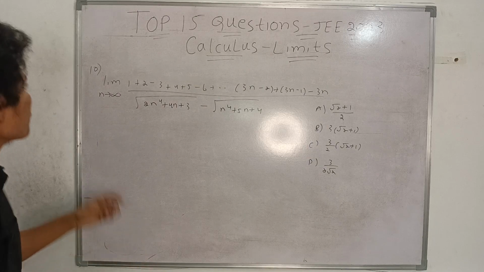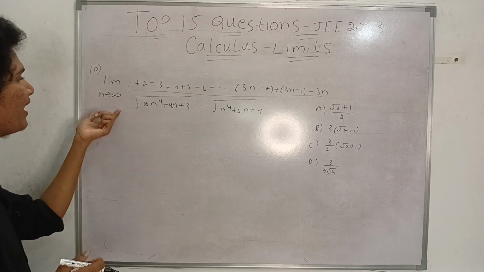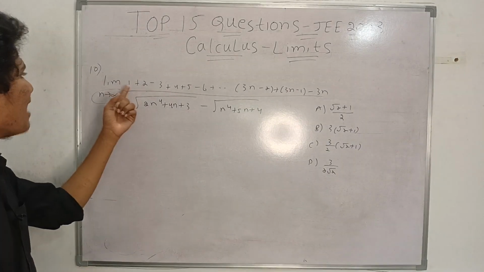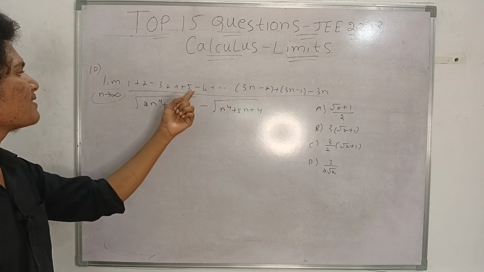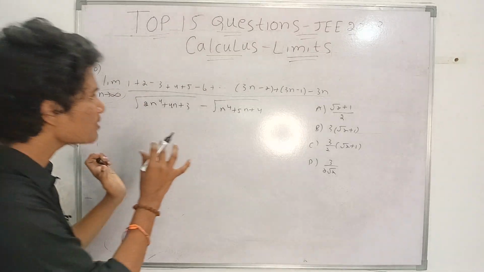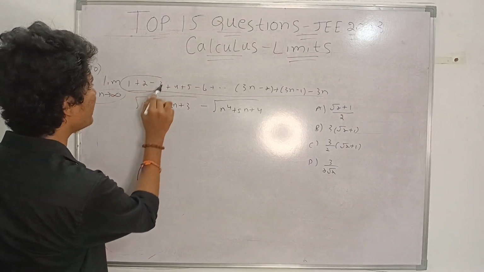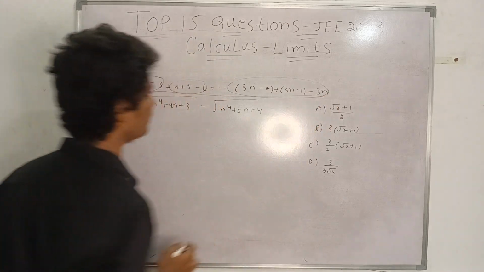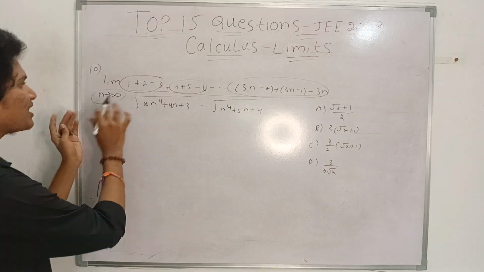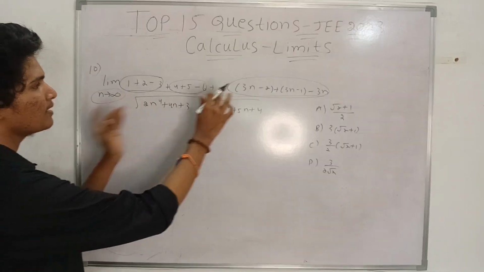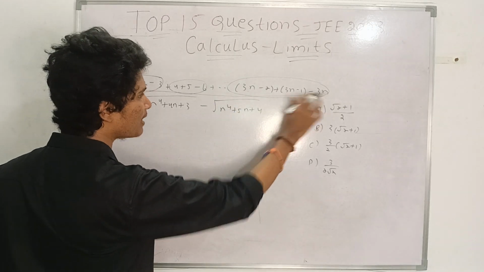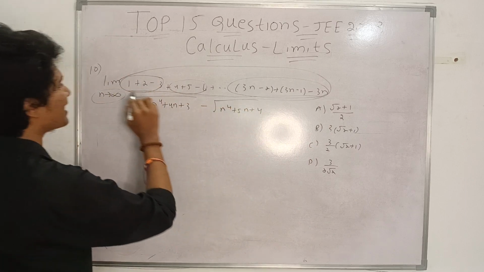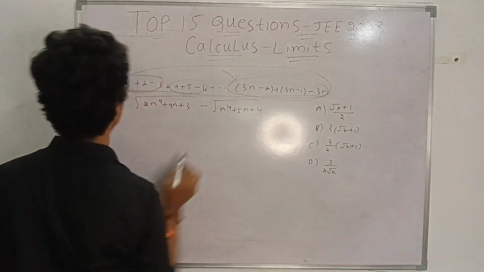So this is the 10th question, that is limit n tending to infinity. Again we got n tending to infinity limits. Limit n tending to infinity of 1 plus 2 minus 3 plus 4 plus 5 minus 6. When you observe these things, it is a bundle: 1 plus 2 minus 3, 4 plus 5 minus 6, up to 3n minus 2 plus 3n minus 1 minus 3n. So the numerator part completely I can transform as a sigma part.